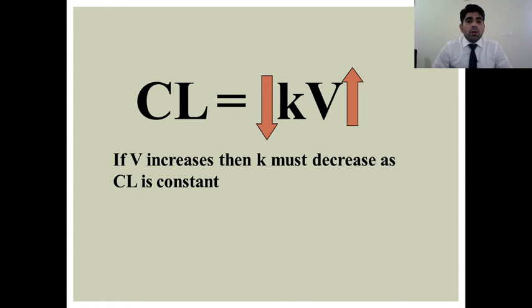Got it. So now I am trying to explain this relationship again. Clearance is a constant at a time for a drug in the body. If the clearance is constant and you increase the volume of distribution, then the elimination rate constant is going to decrease, so that the equation can be balanced.